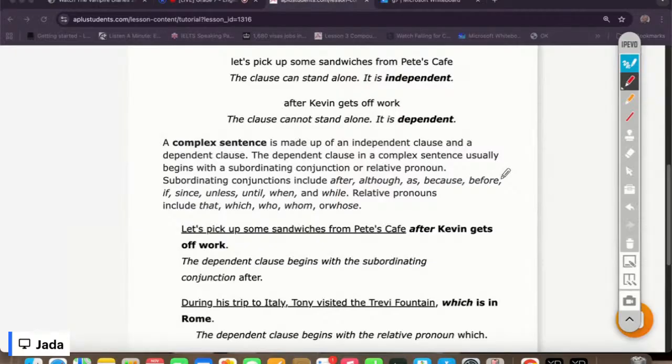The dependent clause in the complex sentence usually begins with a subordinating conjunction or a relative pronoun. All right, so the dependent clause usually begins with a subordinating conjunction or relative pronoun. We have after, although, as, because, before, if, since, unless, until, when, and while. So all these are subordinating conjunctions, and then the relative pronouns are that, which, who, whom, or whose. Okay.